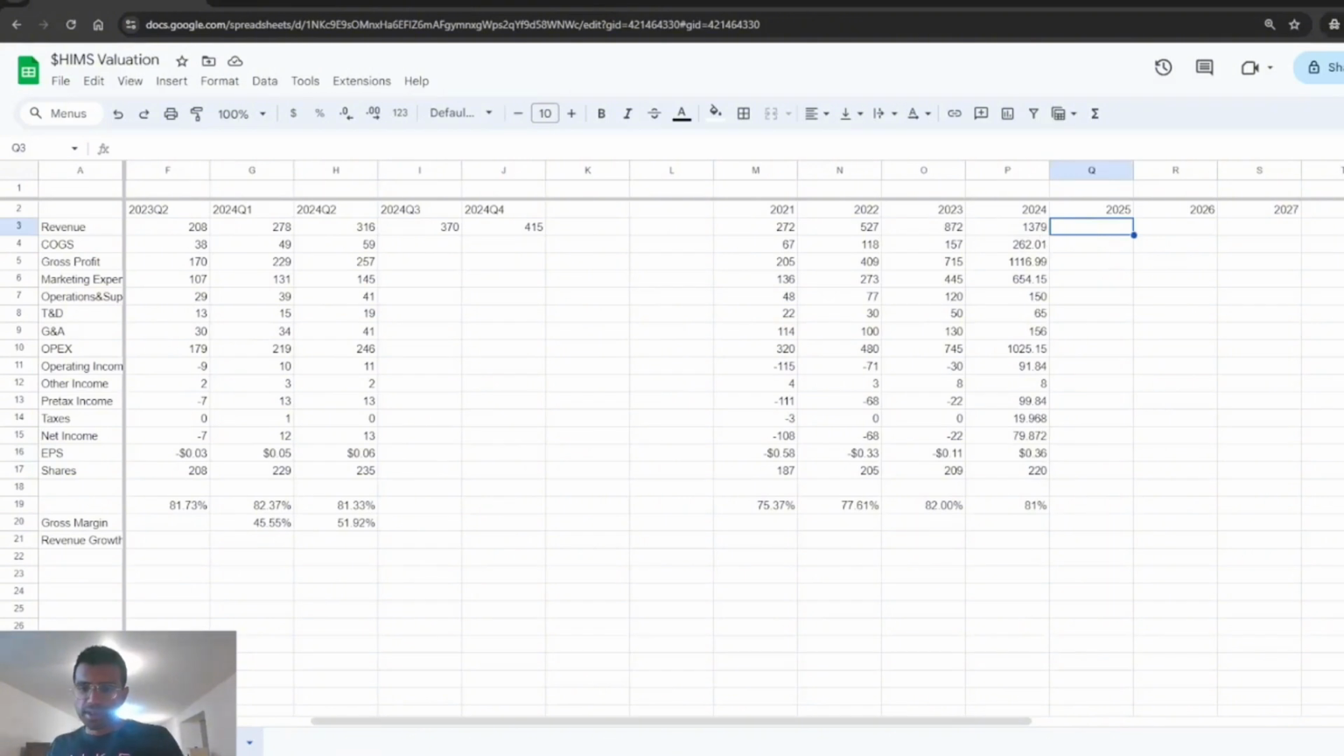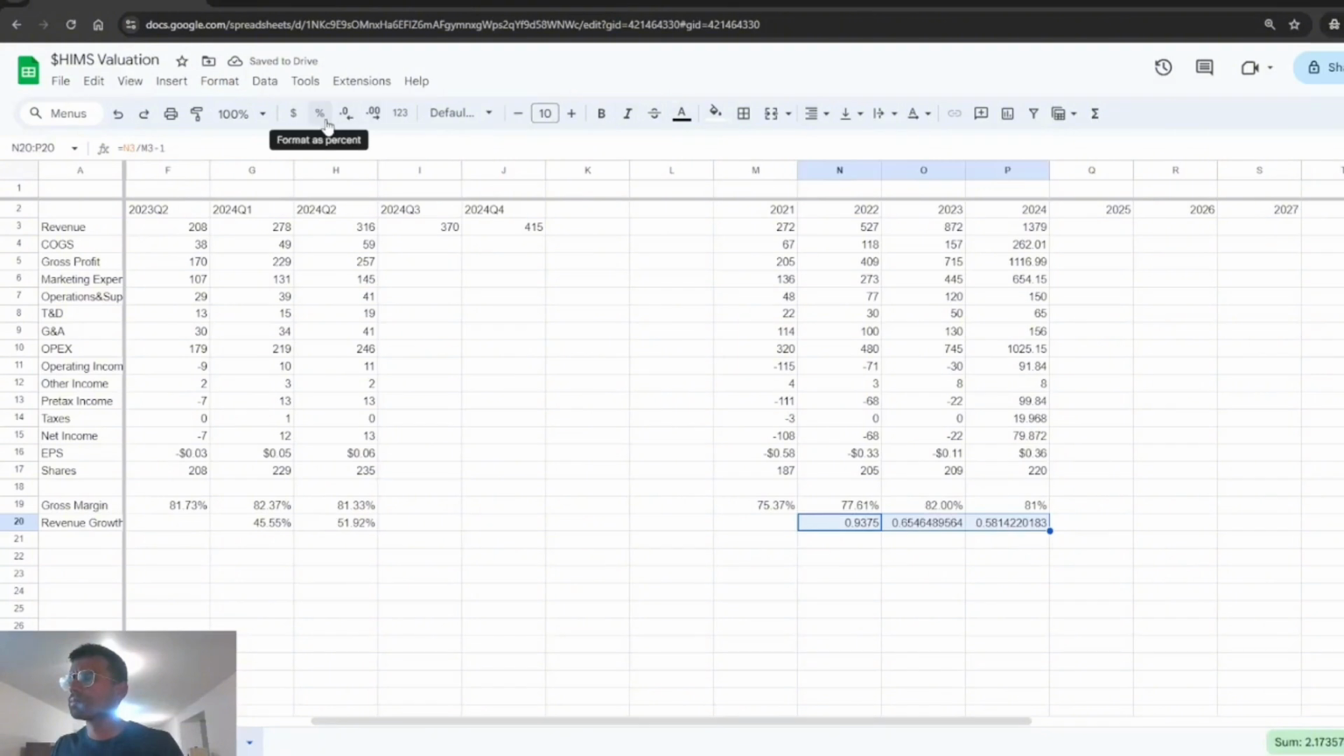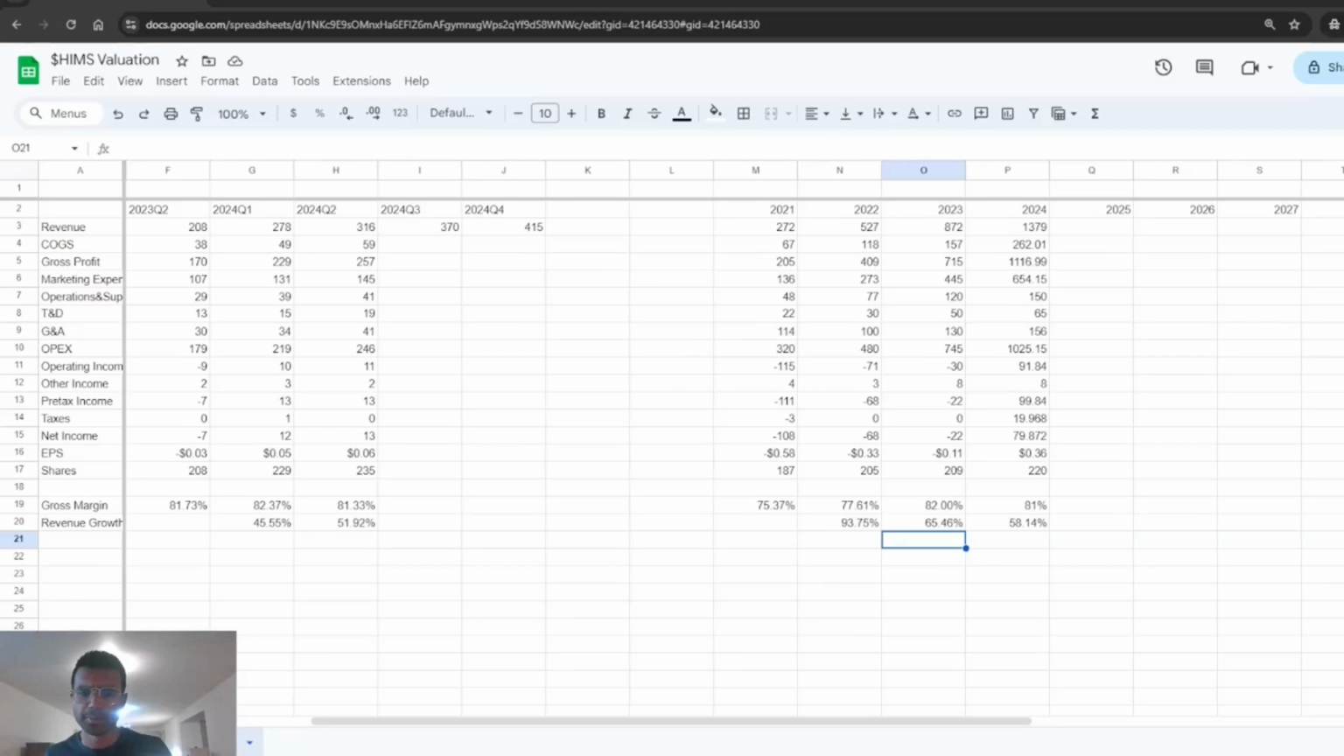Okay. Now, let's put in our revenue growth. Well, these are in the wrong line, but it's okay. So what are we saying for revenue growth? Well, revenue growth is this divided by this minus 1. And then let's make this a percentage. Pretty crazy stuff. So what do we think they can do in 2025?